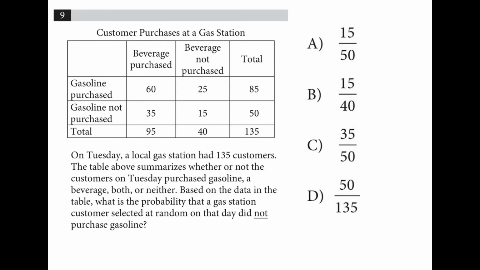Based on the data in the table, what is the probability that a gas station customer selected at random on that day did not purchase gasoline? So gasoline not purchased is a total of 50 out of the total number of customers, which is 135.